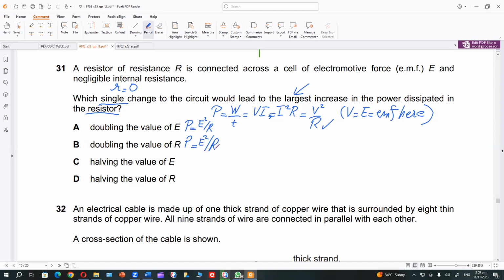In B, double the R will double the power. In A, double the value of E. E has a square, so it will be 4 times, and it will be 2 times.